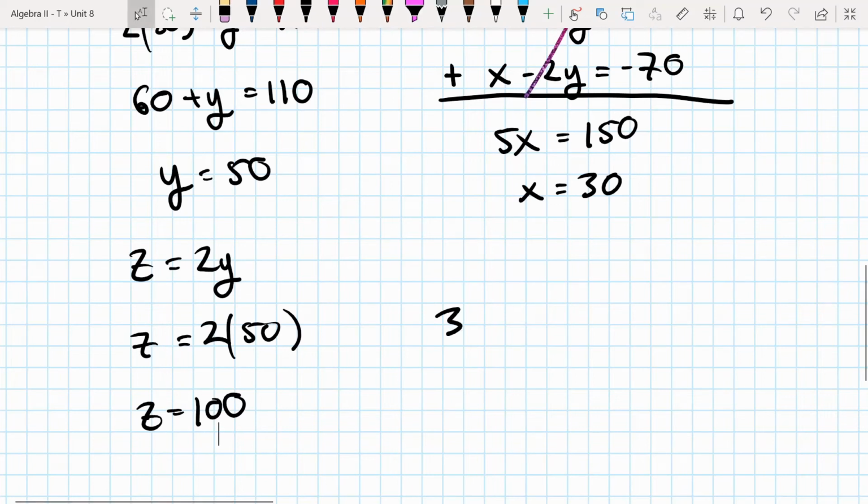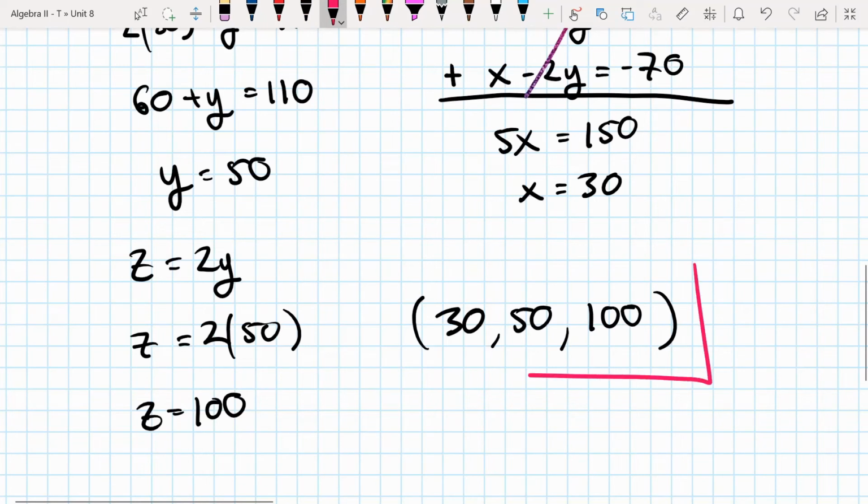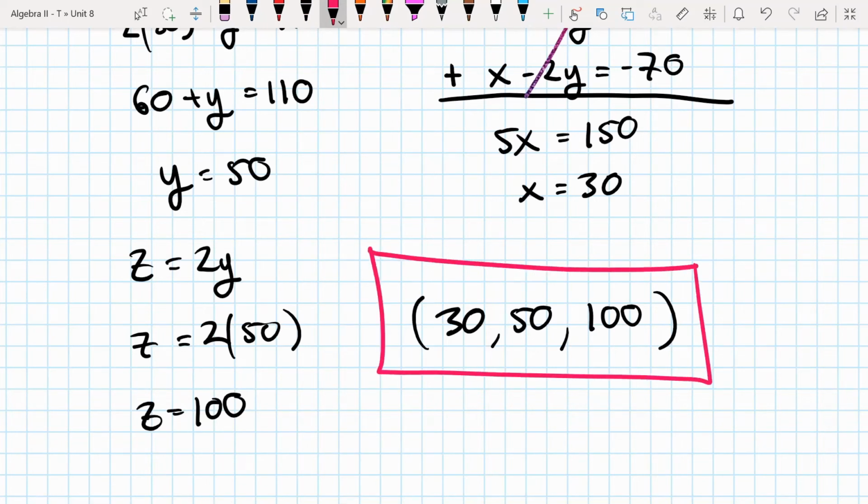So we have 30 as our x value, our y value is 50, and then the largest angle, these are all degrees, is 100, and this is our answer for practice problem set.